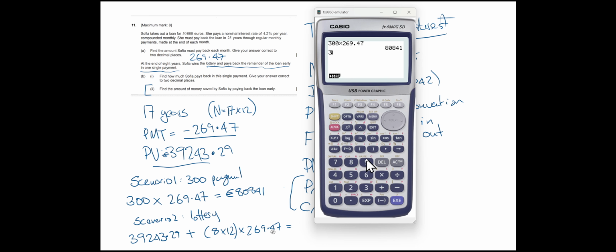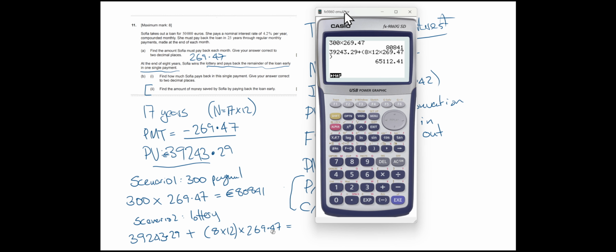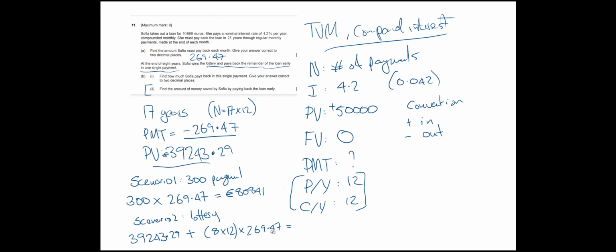So it's going to be 39,243.29. That's the payment that we have to make, plus 8 times 12 times 269.47, close brackets, and it's 65,112.41. So 65,112 euros and 41 euro cents.